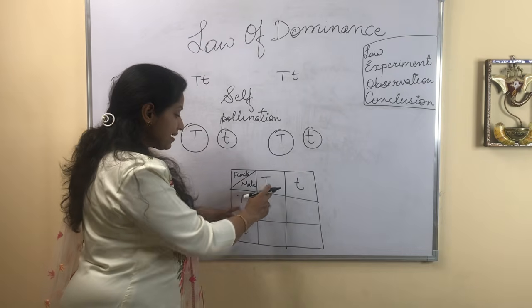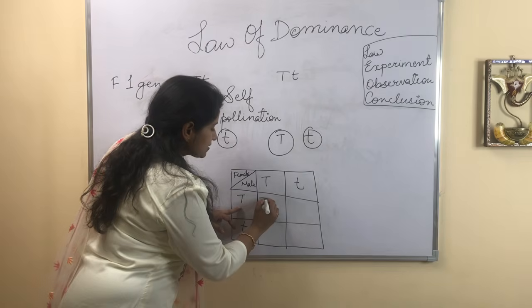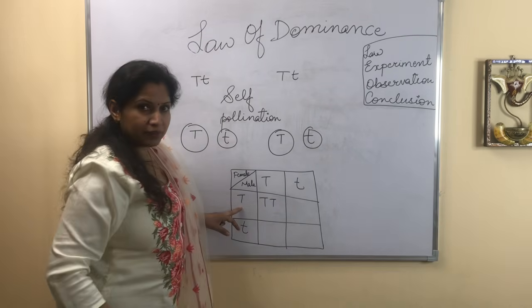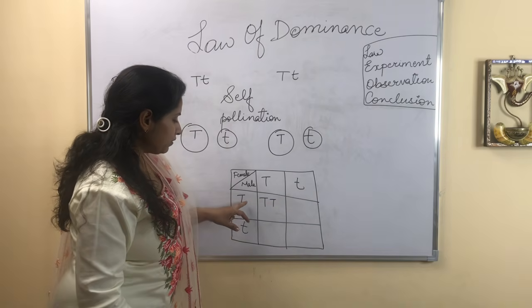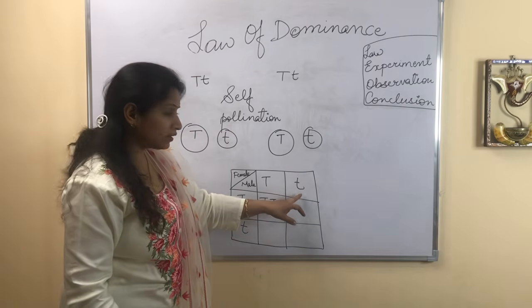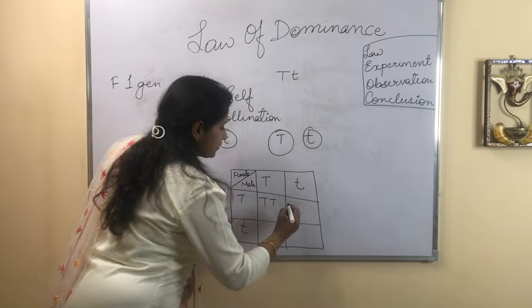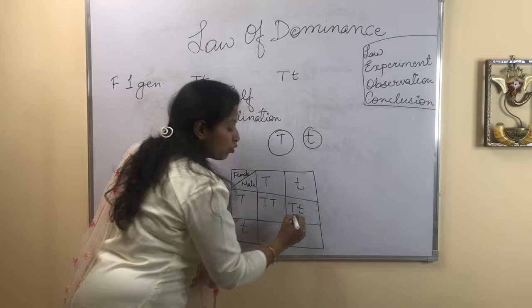this pollen grain fertilizes this ovum? That will result in capital T, capital T. Okay. And what will happen if this capital T fertilizes with this pollen grain? It will result in capital T, small t.